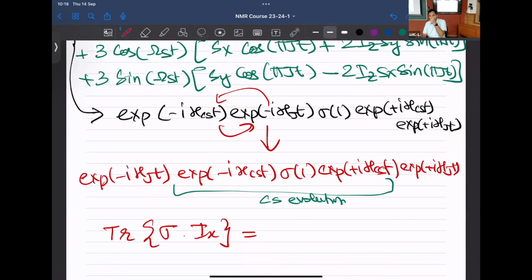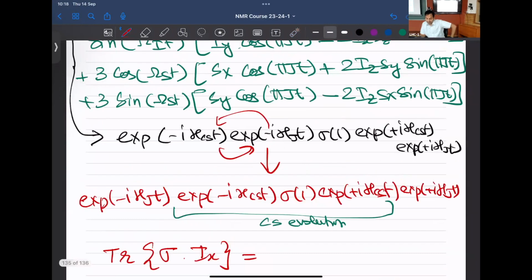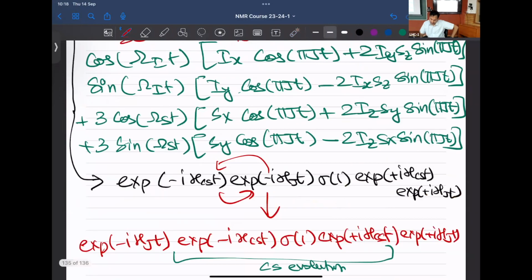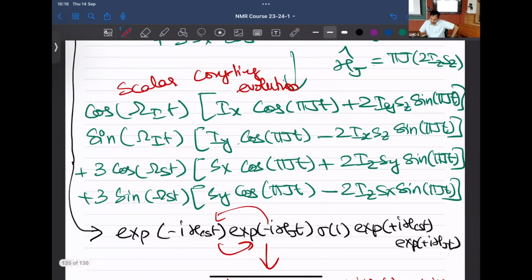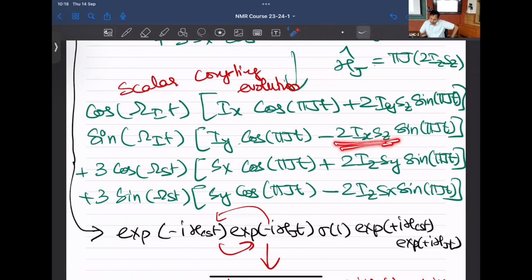If you have a question, you should ask. In the second line, there is a 2IxSz term. So where is it 2? Here. Yeah. You tell me what will happen. 2IxSz times Ix. What do you get? What is Ix square? Identity. Therefore, identity times Sz will be what? Sz. And what is the trace of Sz? Therefore, it's traceless. Right?